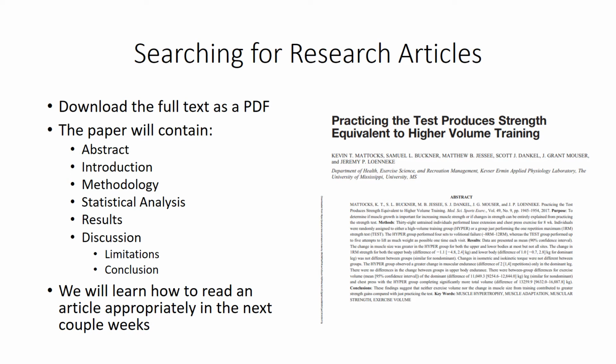Go and click on the full text link and download the research article as a PDF. You will then be able to read the entire research study. The paper will contain the abstract, introduction, methodology, statistical analysis, the results, and discussion. Most papers will also have a limitation section that the authors state on why they couldn't do certain things, or that they could be due to the participants they have selected or other various things.